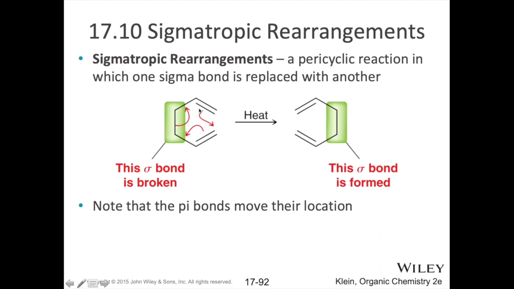Please note that the pi bonds also move. We're still going through that cyclic transition state where pairs of electrons just rotate around. And again, we could draw this in either direction, but basically this sigma bond breaks and forms a pi bond here. This pi bond forms a sigma bond here, and this pi bond moves over here to form this pi bond.